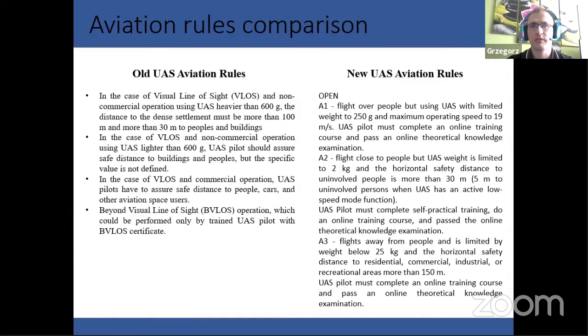However, for commercial flight missions, the UAS pilot needs an unmanned aerial vehicle operator certificate, which defines the UAS type and weight range. To get the certificate, a person has to complete training performed by the competent authority and pass theoretical and practical exams. The beyond visual line of sight operation could be performed only by a trained UAS pilot with a BVLOS certificate.